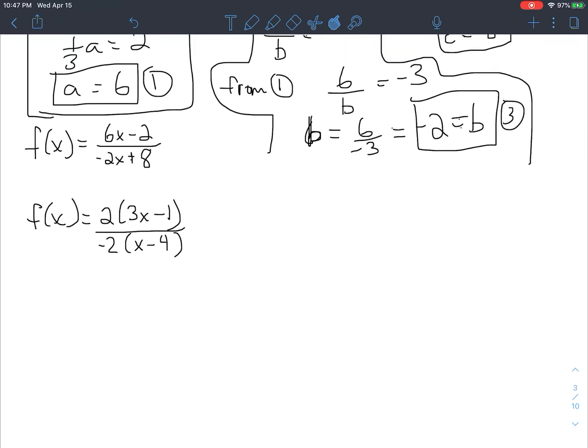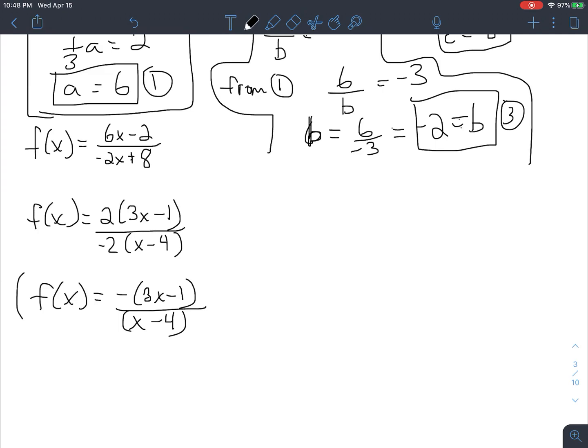This 2 and negative 2, I want to cross those guys out. I'm going to say f of x is equal to negative 3x minus 1 over x. I divided both sides by negative 2. There we go. So here is our equation, but the a, b, and c values are really what we were looking for earlier. And there it is.